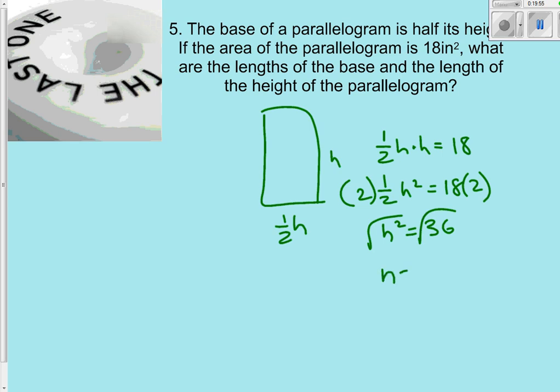Square root, h is technically either positive or negative 6, but we can't have a negative length, so negative's out the door. So 6, so my height is 6, my base is 3.